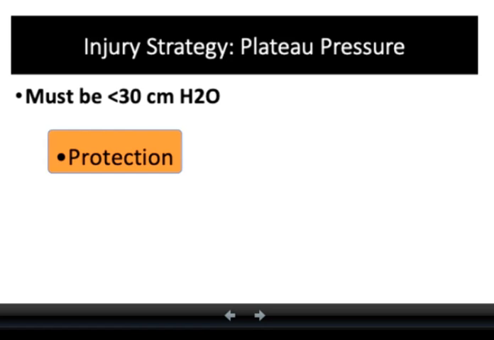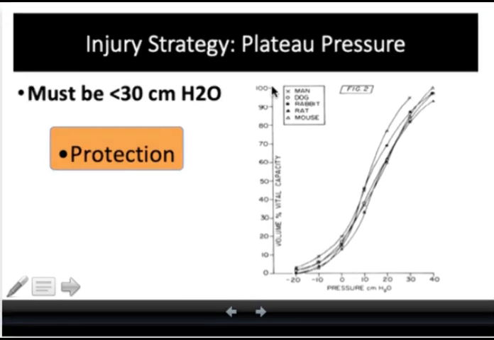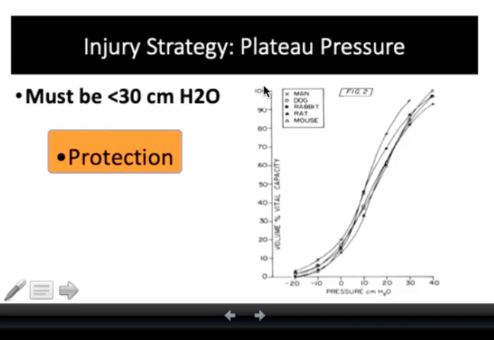If we go back to the same experimental study from 1960s, we can find a pressure volume curve they obtained from a man, a dog, rabbit, rat, and mouse. In all the species, the pressure close to 30 centimeters of water will inflate the lungs to almost 80 to 100% of their vital capacity. And you definitely don't want to exceed this important physiologic parameter with your mechanically delivered breaths.